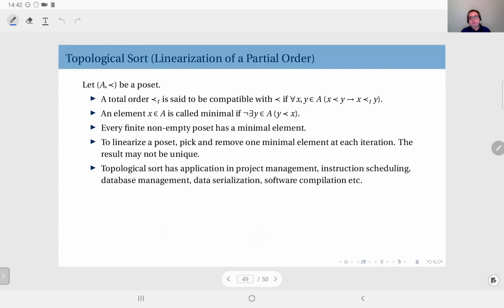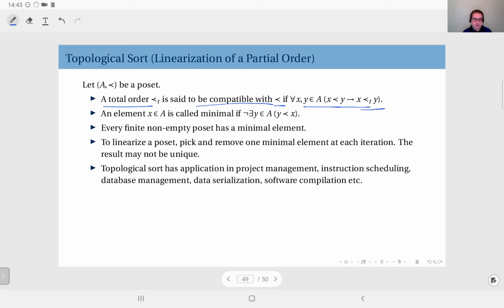Okay, so assume that you have a partial order, a poset, and you would like to obtain a total order that doesn't violate any comparisons or any orders in the original poset. Now a total order is said to be compatible with a partial order if this is the case. If x and y are related through the partial order, this comparison should be preserved in the total order. In this case, we say that they are compatible.